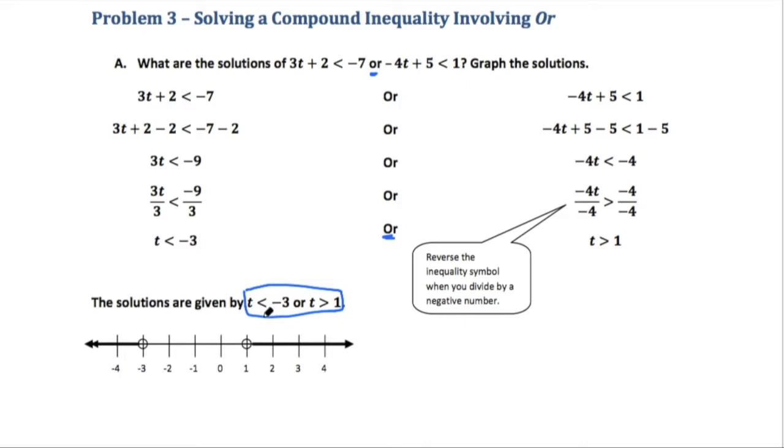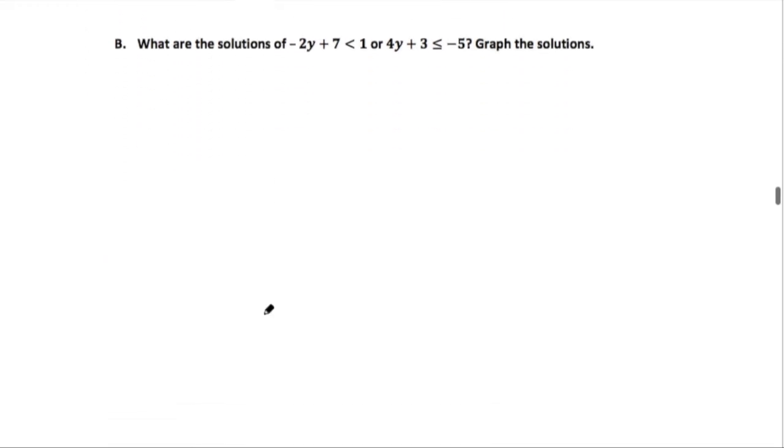Okay, let's go ahead and work one out together. Alright, so we have a compound inequality. We've got the word or in between, so we're going to go ahead and solve each inequality separately.